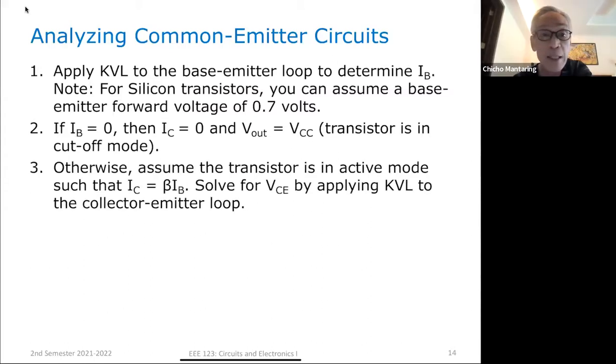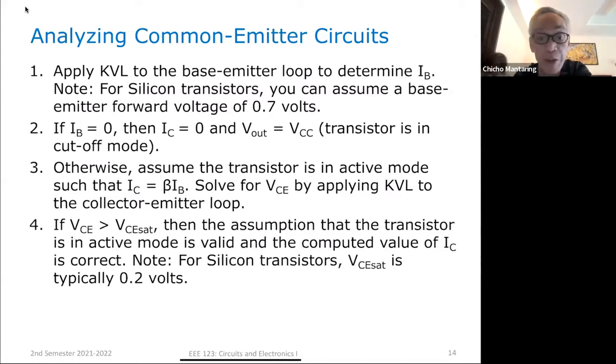If I sub B is greater than 0, it won't be less than 0, because of the direction of the diode arrow. If I sub B is greater than 0, the next thing we do is we assume the transistor is in active mode. And when the transistor is in active mode, this equation applies: I sub C is equal to beta times I sub B. We now try to solve for VCE, and we solve for VCE by applying Kirchhoff's voltage law to the collector-emitter loop.